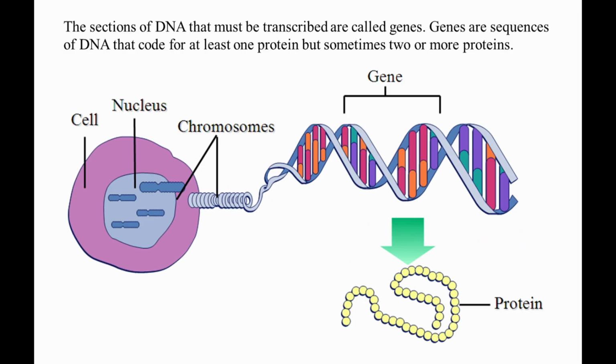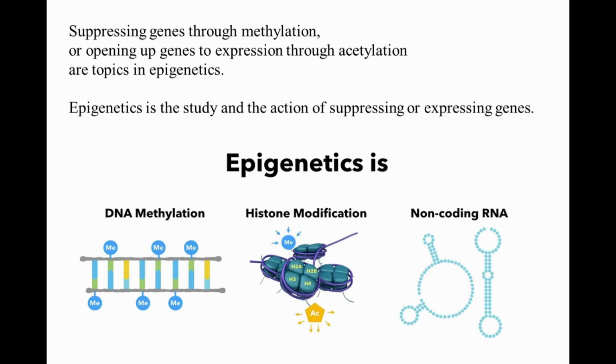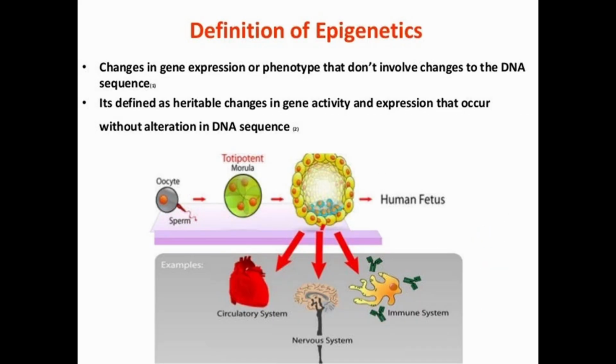The sections of DNA that must be transcribed are called genes. Genes are sequences of DNA code for at least one protein, but sometimes two or more proteins. Methylation results in suppression of the gene that is present on that section of DNA. Suppressing genes through methylation, or opening up genes to expression through acetylation, are topics in epigenetics. Epigenetics is the study and the action of suppressing or expressing genes. The time when a gene is expressed or suppressed is as important as the genetic information carried on the DNA.